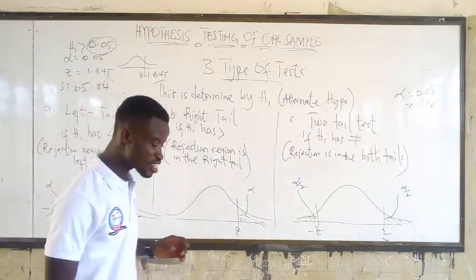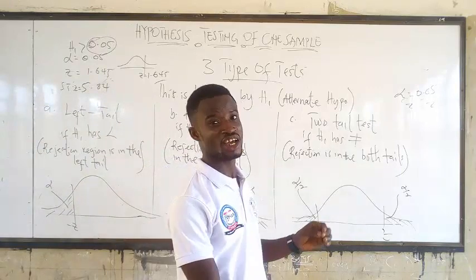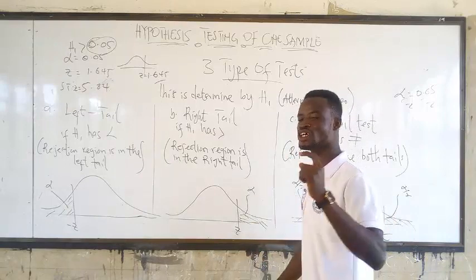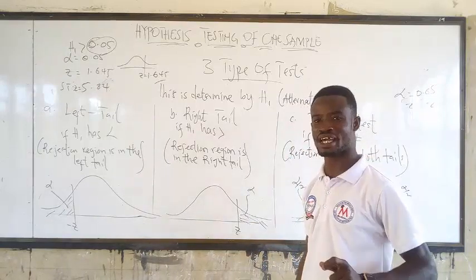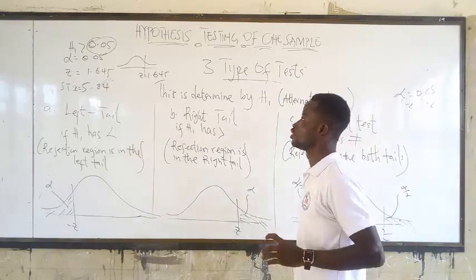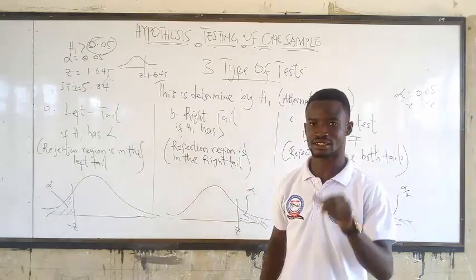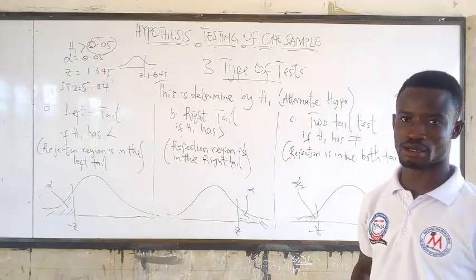Please don't forget it. Always base it on the alternate hypothesis. You cannot use the null hypothesis to make your test. No, you can't do that. Alright. So that is that. Let's see an example of what I'm saying.